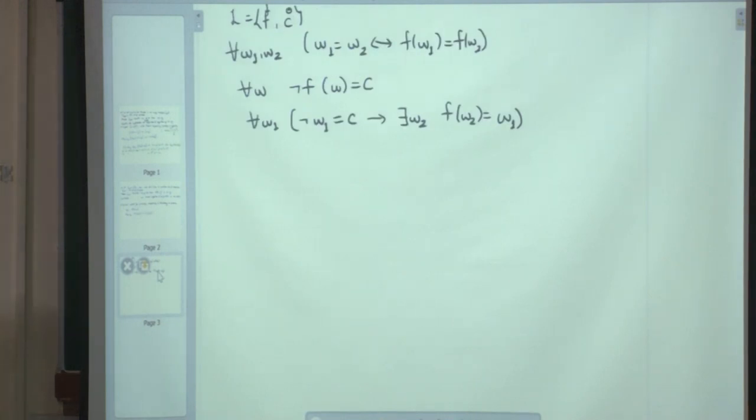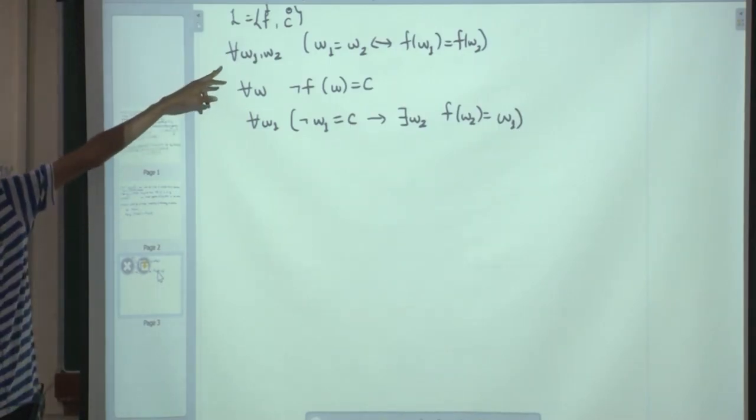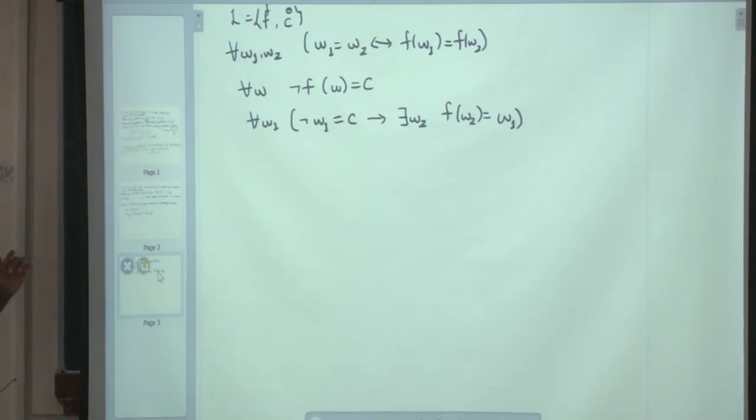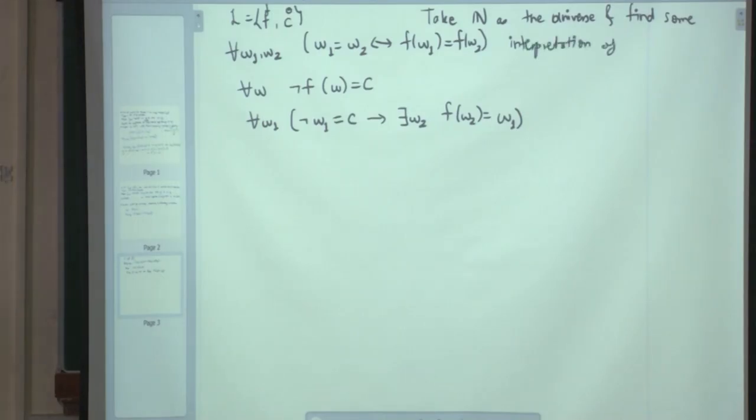Okay, so now you are given this new language, which consists of a unary function symbol and a constant symbol. And you are given these three sentences, and you are asked to choose a universe. So take N as the universe and find some interpretation of F and C so that these sentences are true. Can you think of anything?